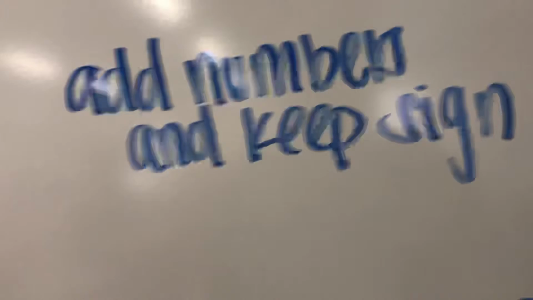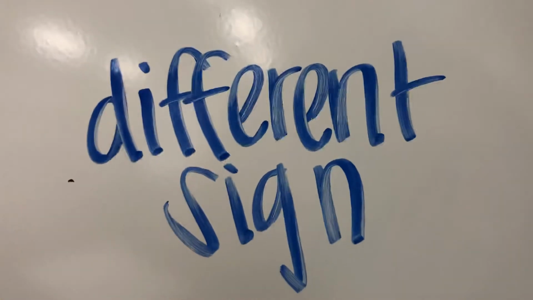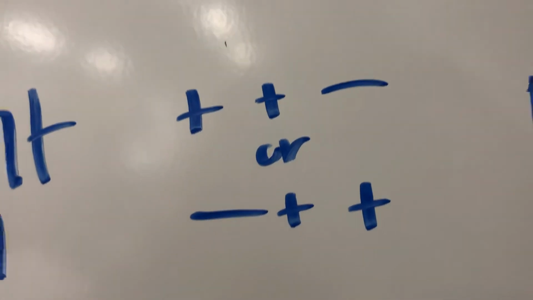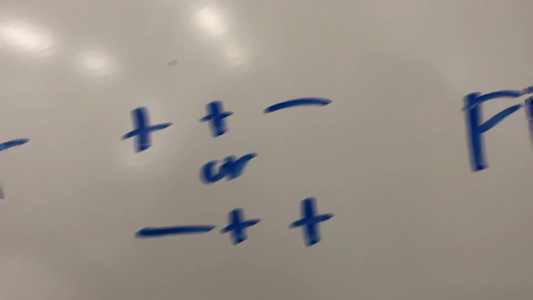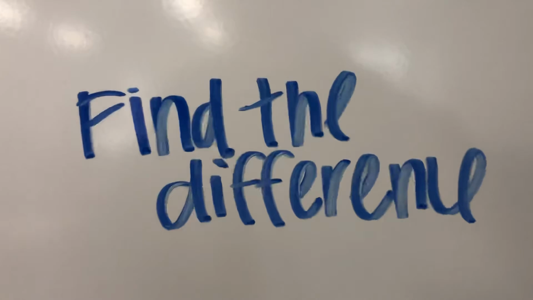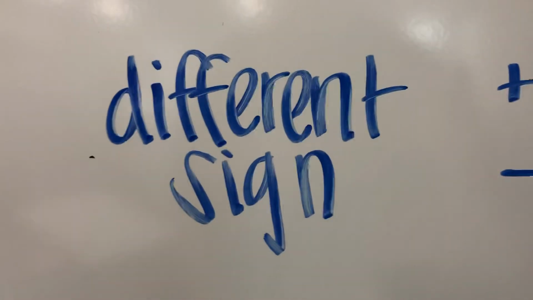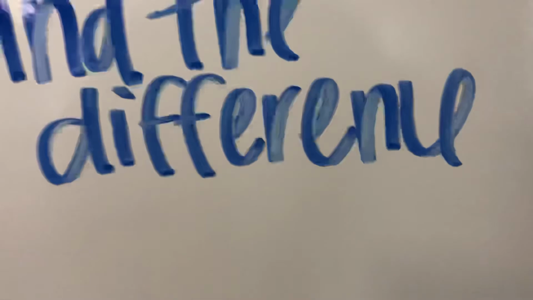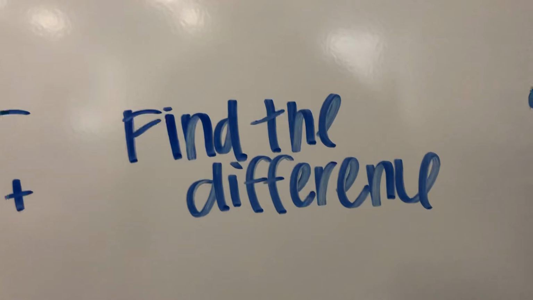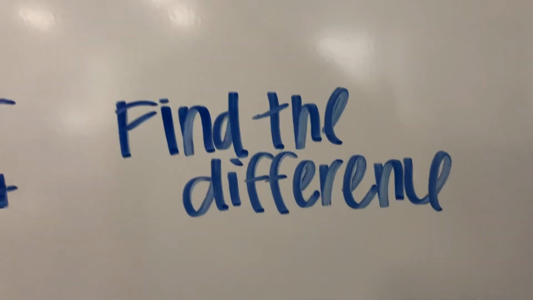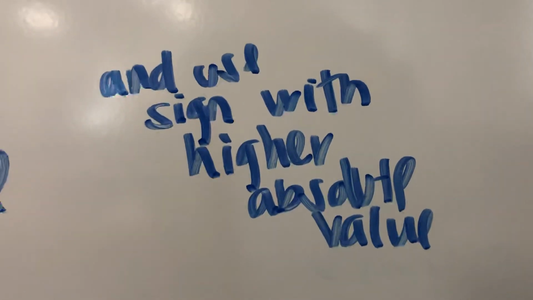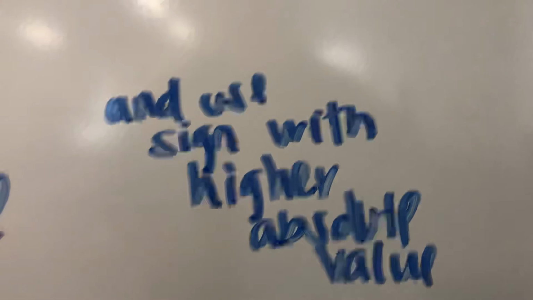Now, our rule is different when we have different signs. So if we have a positive plus a negative or a negative plus a positive, we're actually not going to be adding. Instead, you're going to find the difference. The way I remember this, if you have different signs, you find the difference. So when we find the difference, remember, that's subtraction. You are going to subtract those two numbers, and then you're going to use the sign that has the higher absolute value. So I'll show you an example here.